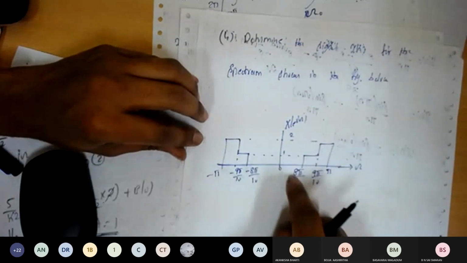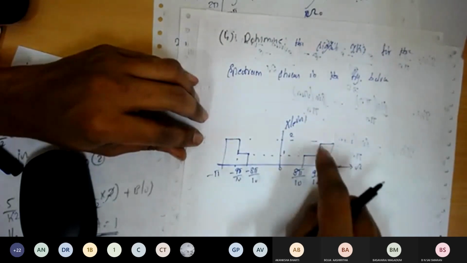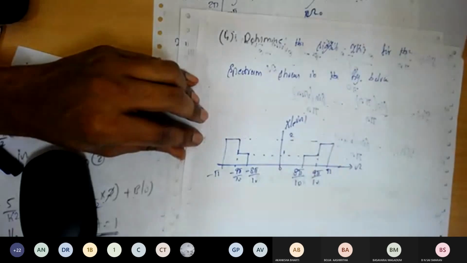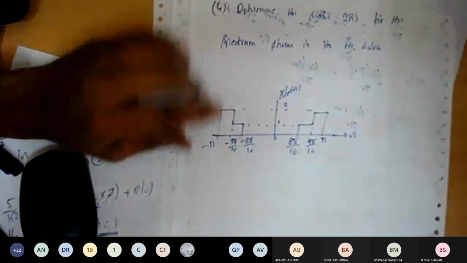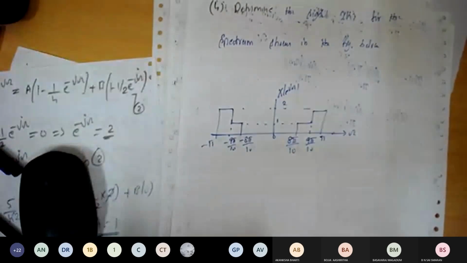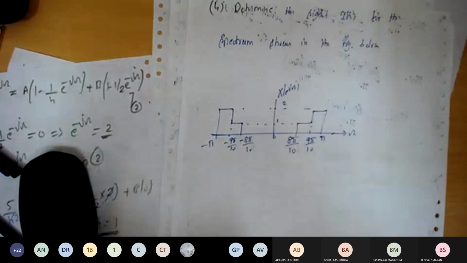So it is having the value 1 from 8 pi by 10 to 9 pi by 10, and it is having the value 2 from 9 pi by 10 to pi. It is having the value 2 here. Take the spectrum. Spectrum is nothing but the frequency domain representation. You are going to call it a spectrum.